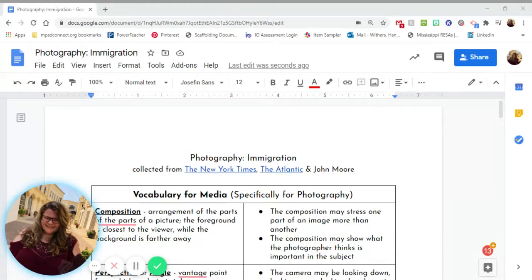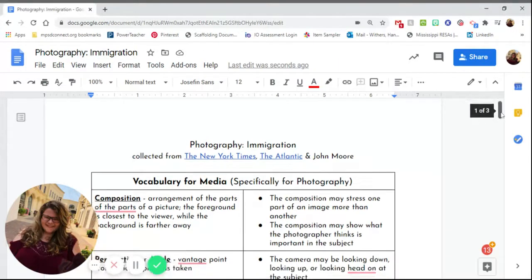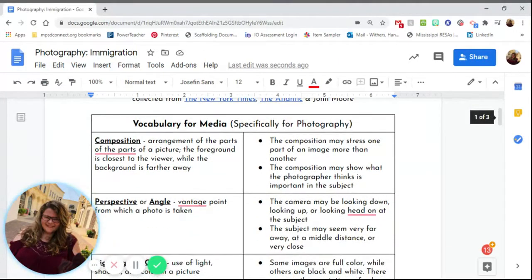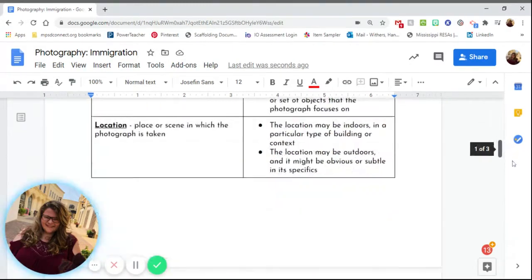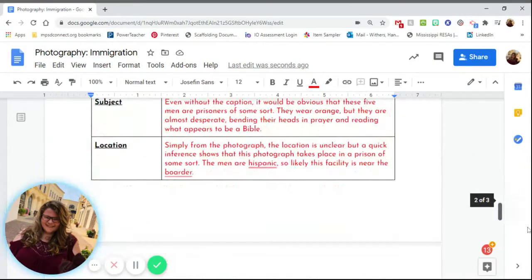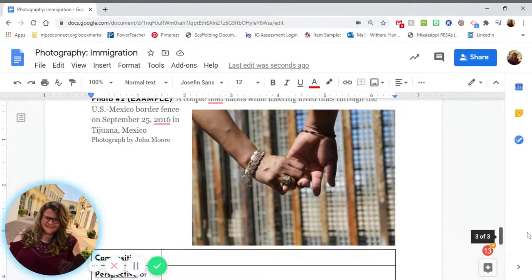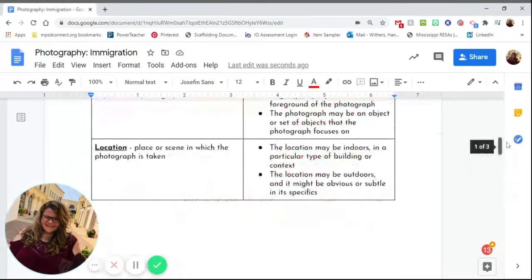All right, so we're going to talk very briefly about this photography. I want to review this vocabulary, and then we are going to run through this example, and I want to complete this example with y'all sort of watching.